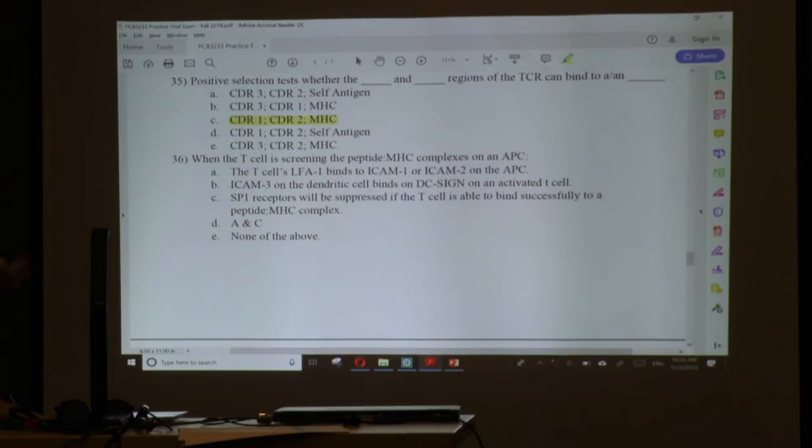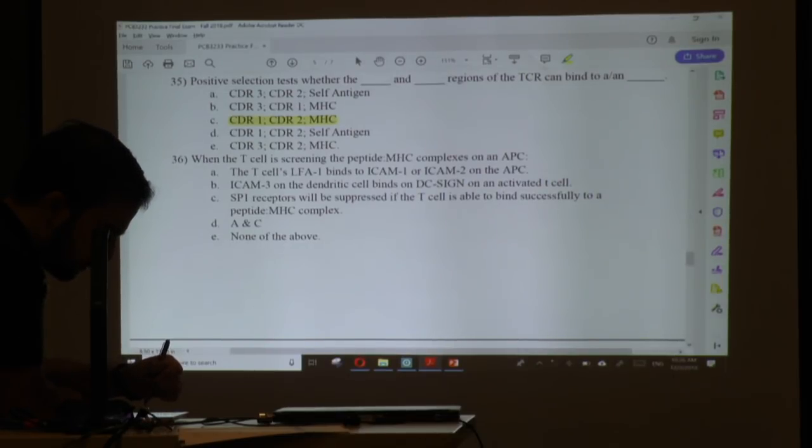Because you're testing whether you can recognize peptides, right? So you're testing whether the CDR3 can recognize self-antigens. If you do recognize self-antigens, that's when you tell that T cell to die by apoptosis. But you are testing the CDR3 region in negative selection. Positive selection, CDRs 1 and 2.